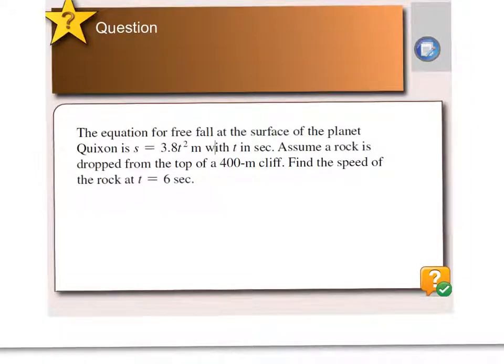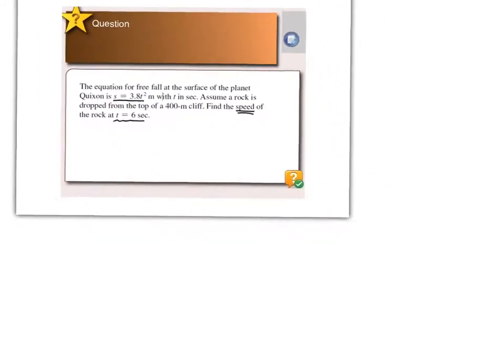Okay, now let's take a look at this problem. This problem we see is a free fall problem where we're given the position function, and we're dropping a rock, so it's going to be a negative velocity, but we want to find the speed. Okay, so we'll take the absolute value of the rock at t equals 6 seconds. So that tells me I want the instantaneous speed at 6 seconds. Or in other words, I want the slope of the tangent line at 6.